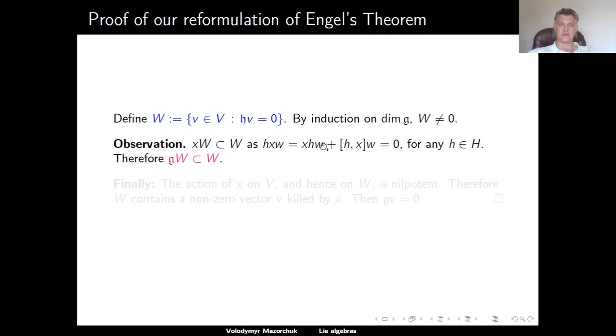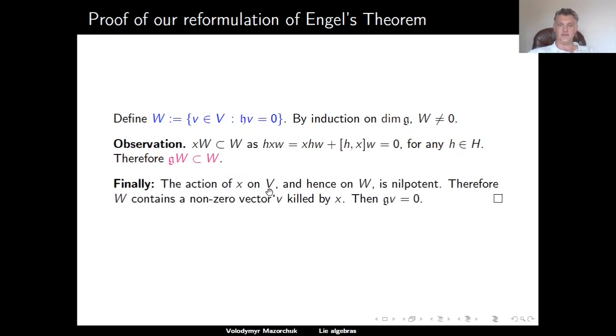So this means that x applied to w stays in W, and since G is generated by x and H, it follows that W is G-invariant. The action of x on V, and hence also on W, is nilpotent. This means that W must contain a non-zero vector v killed by x. So this vector then is killed by both x and H because it belongs to W. In other words, this vector is killed by all of G. So this proves the reformulation of Engel's theorem and hence implies Engel's theorem.